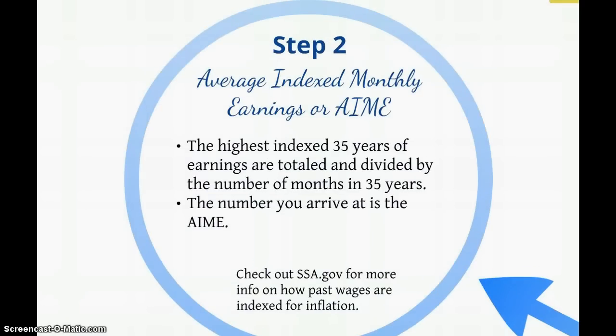And the highest 35 indexed earnings are totaled and divided by the number of months in 35 years. And that number is called the average indexed monthly earnings, or AIME. Most of the time in planning, people refer to that as the AIME. Okay, so the highest 35 indexed years are totaled and divided by the number of months in 35 years. Okay, and that is the AIME.